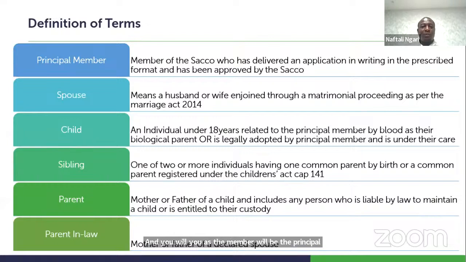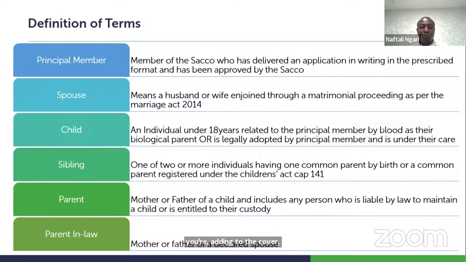So the member of the Sacco, or the principal member, is the member of the Sacco who has filled an application form. We have the application form in the prescribed format by the Sacco, and once they are approved by the Sacco to join the scheme, then they automatically join the benevolent scheme. Now, the member is allowed to add their spouse, and a spouse means either a husband or wife who you joined through a matrimonial process as per the Marriage Act, or basically a legal spouse. So when you're joining, make sure that the spouse that you're adding to the cover, you're married legally.